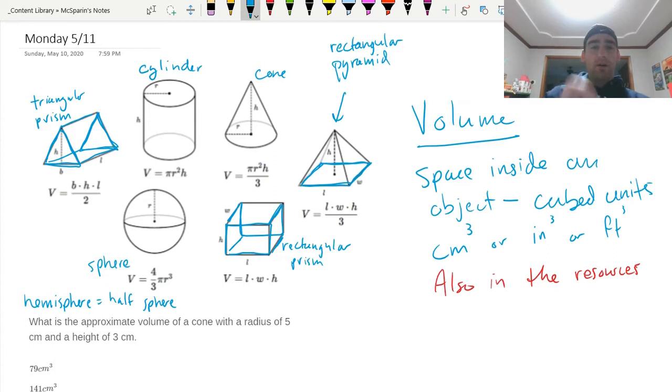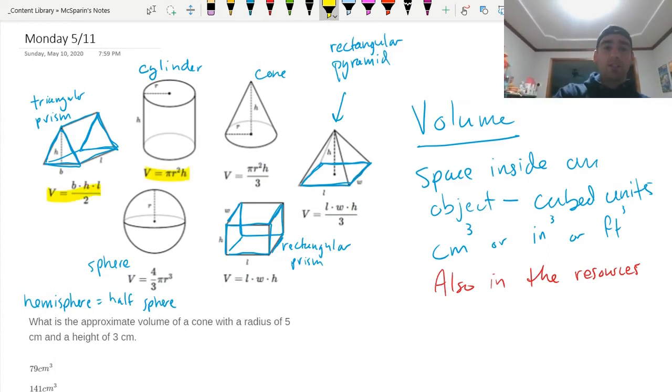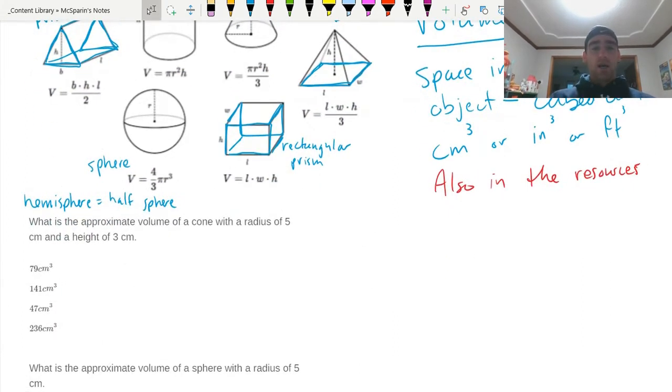And then there are volume equations for each of the individual things. Now we are going to try out a few of those volume equations. I'll show you how you're going to pick the correct one and then substitute things in. I'll try and go fast.